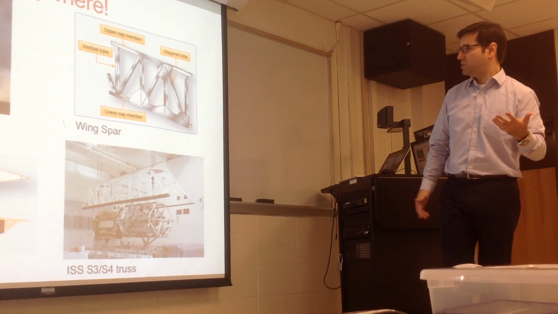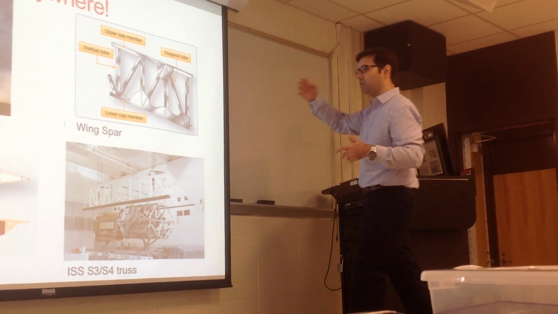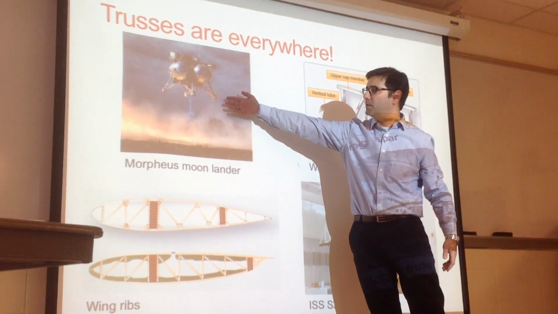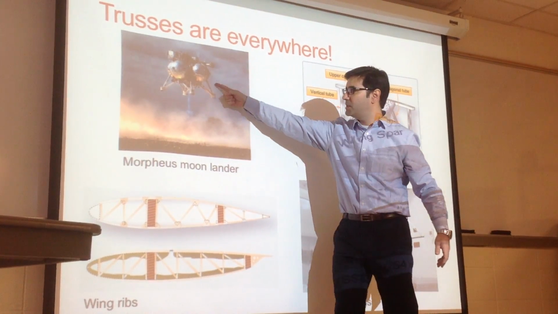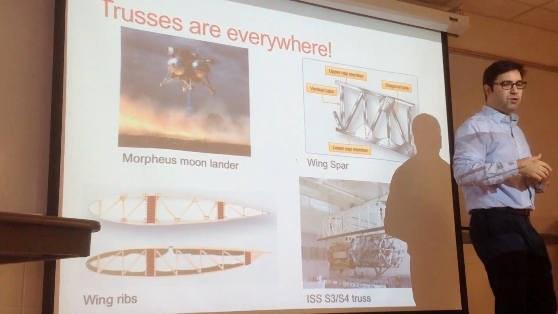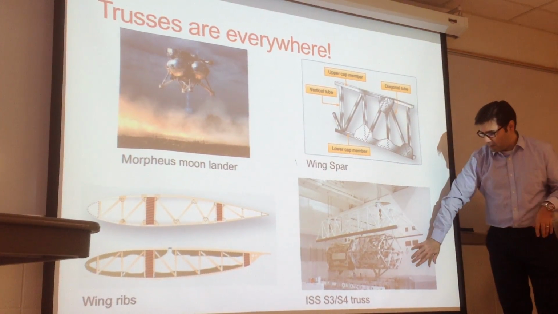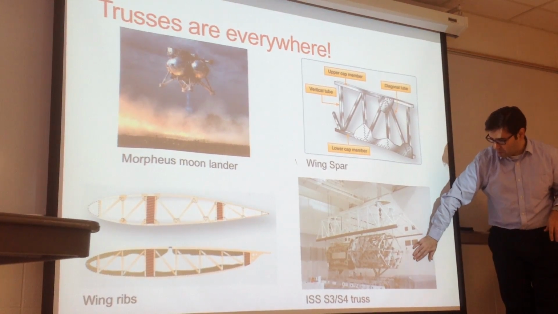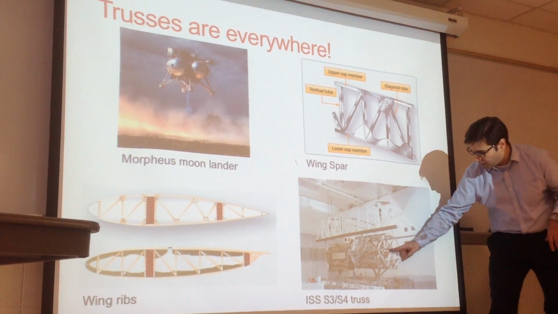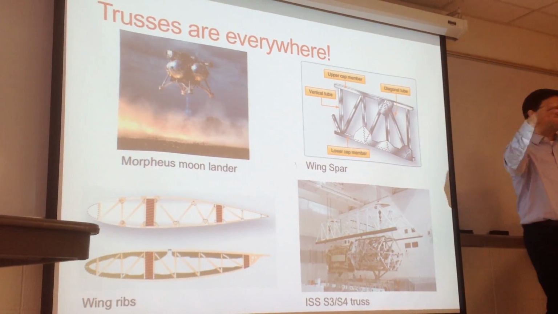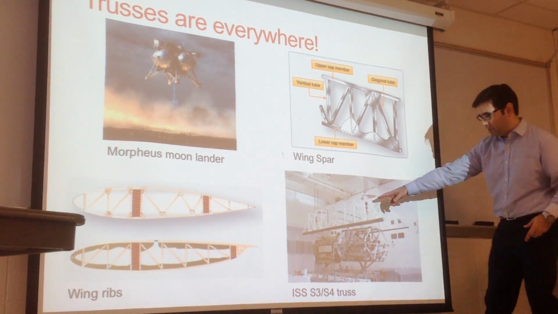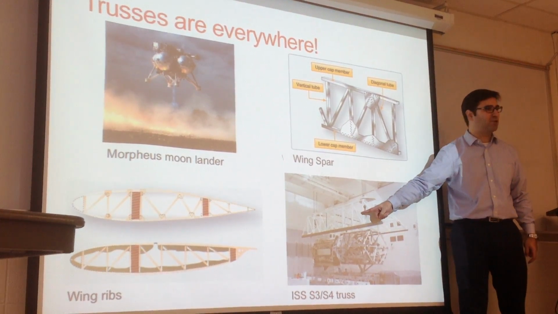And here I'm showcasing some scenarios. So this is the Morpheus moon lander that is being developed right now at NASA in Houston. Okay, you can see that all the landing gear structure is truss structure, so these bars joined together. And this is another aerospace application, another space application. This is the S3, S4 truss in the space station, this guy over here. So the main structure of the space station is all trusses. Okay? And you can see even what they are using here on Earth to hold it is a truss.